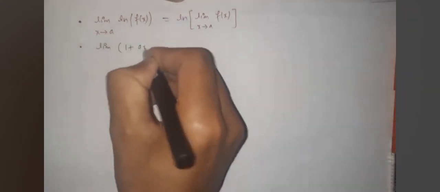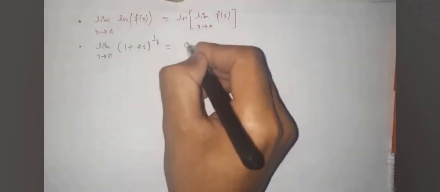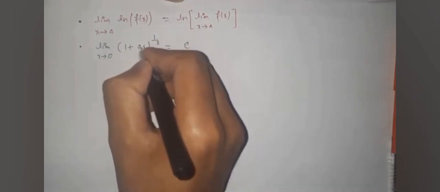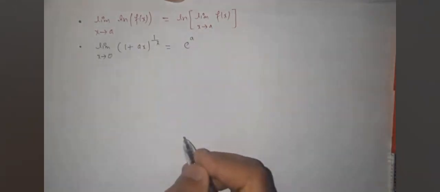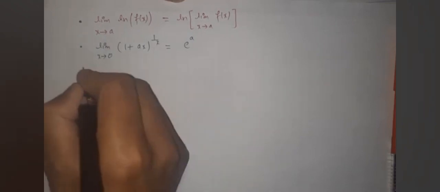And let's recap another formula on limits. The limit of the function 1 plus ax to the power 1 over x when the variable x approaches 0, at this situation the limiting value is e to the power of the coefficient of x. Here the coefficient of x is a, so the limiting value will be e to the power a. This is the case when the variable approaches 0.